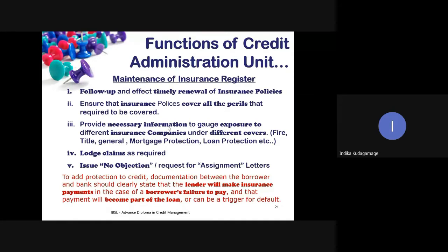Again, it is a compulsory thing. If the customer does not pay the insurance premium, the bank needs to pay the insurance premium, and when the bank pays, it is part and parcel of the loan. The customer unconditionally binds to pay the insurance premium of a bank, right? When it hits his account.